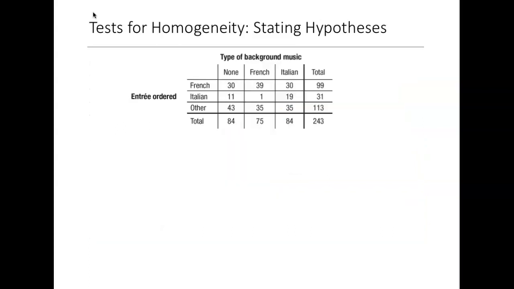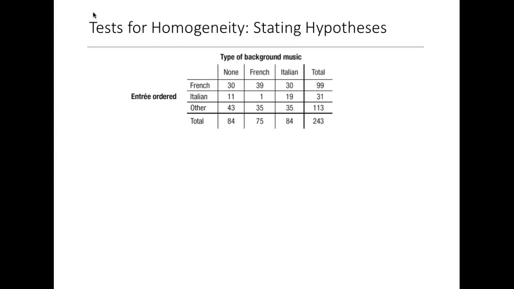So let's say this was your outcome. Now we have a two-way table. Our rows are the actual entrees ordered, and our columns are our treatments. We played no music, we played French, and we played Italian. And each cell represents the number of entrees ordered under that circumstance.